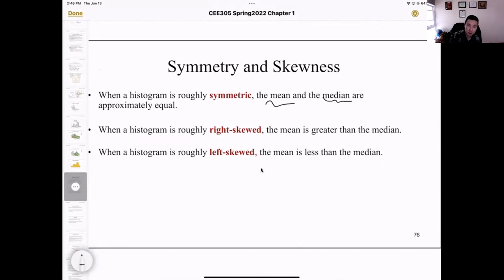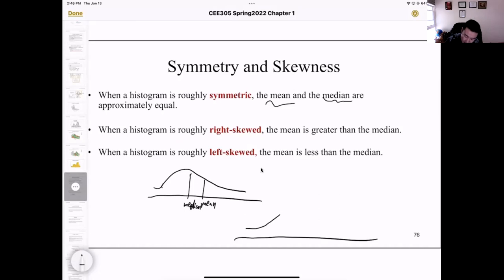When the histogram is skewed to the right, just like this, the mean will be greater than the median. So the mean may be here, and the median will be here. If it's skewed to the left, with a longer left-hand tail, then the mean is less than the median.